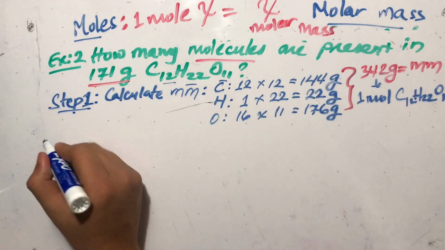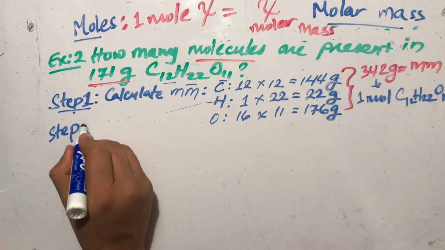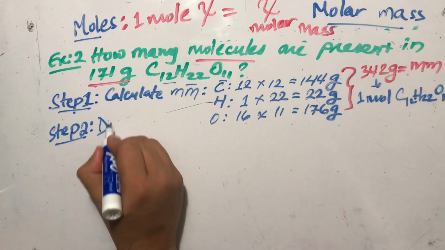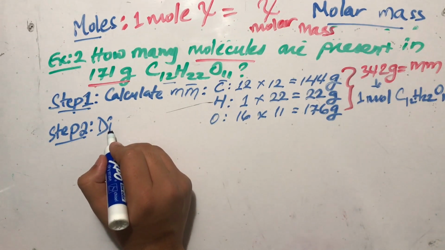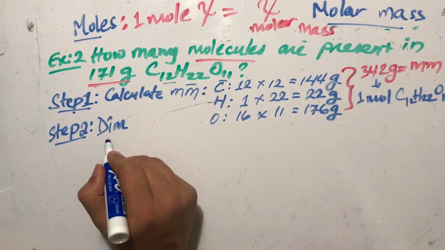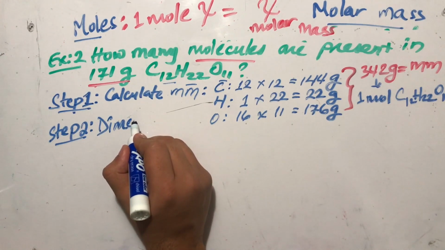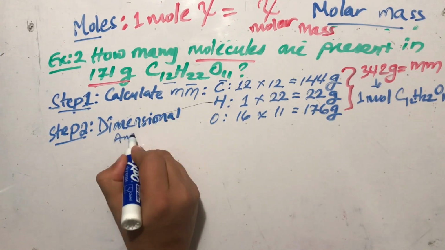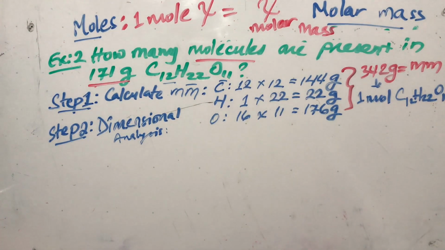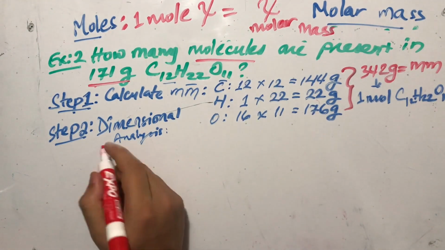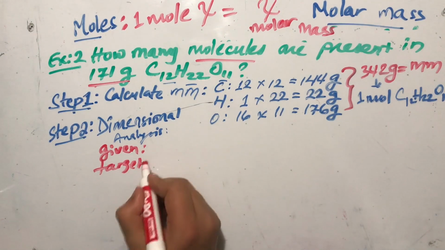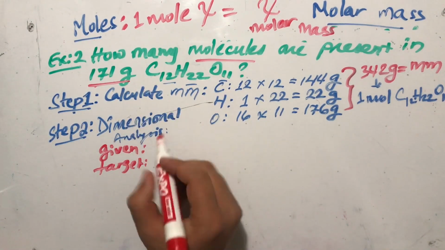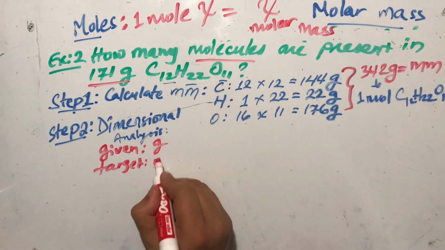Now step 2 is also the same step that we did in our last problem, which is dimensional analysis. Again, if you have a problem solving this kind of math using dimensional analysis, then I recommend you go and watch my video on dimensional analysis. In dimensional analysis, the two steps that I like to follow are to write the given and target unit. Our given unit is grams and our target unit is molecules.